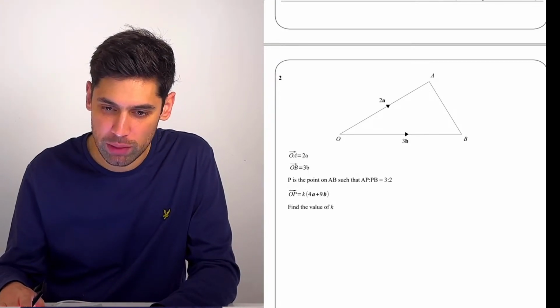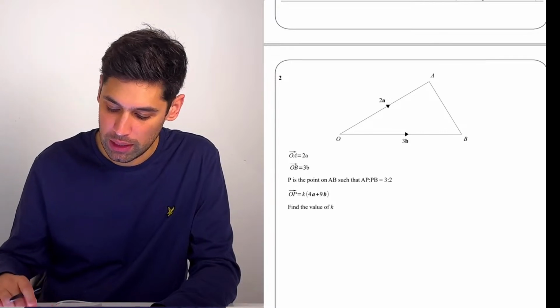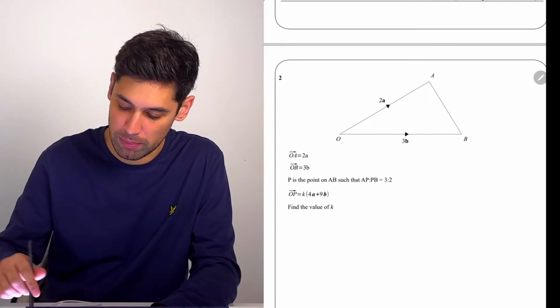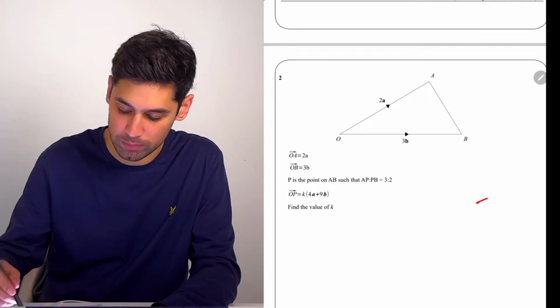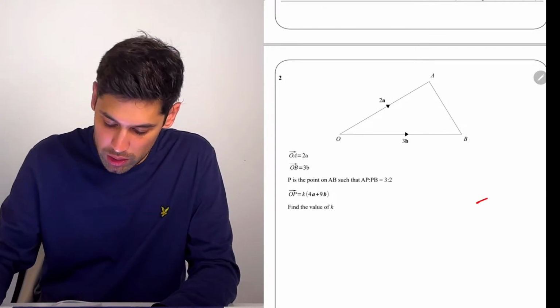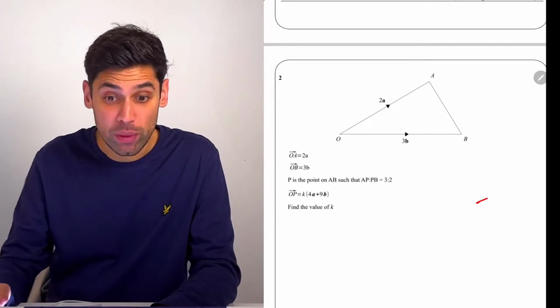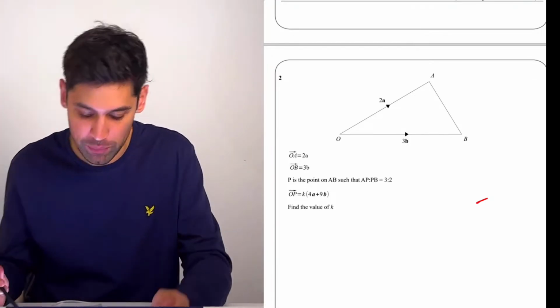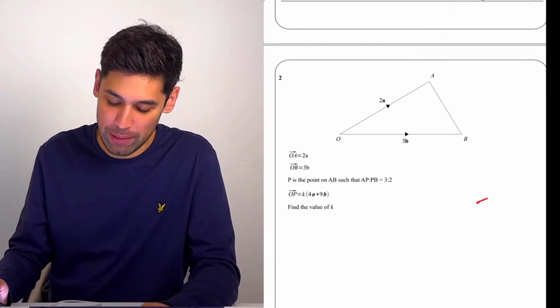Okay, this question is going to be quite similar in how we approach it. The tablet's just crashed a little bit. I'm sure we'll be back up and running in a sec. There we go. So OA equals 2A, as we can clearly see. OB equals 3B, as they've kindly drawn on there. P is the point on AB, such that AP to PB is 3 to 2.